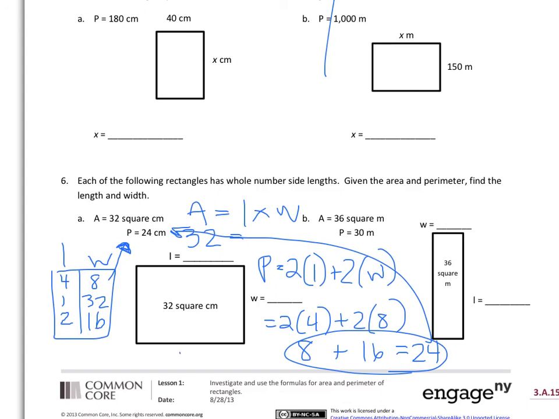So maybe I would say 1 and 32, because that's another one that I tried. But if I multiply here, my answer is 2 plus 64. That would give me a perimeter of 66, which does not match the perimeter I'm looking for. So it's a matter of first finding all the possible ways to get the area, and then solving each one for perimeter.